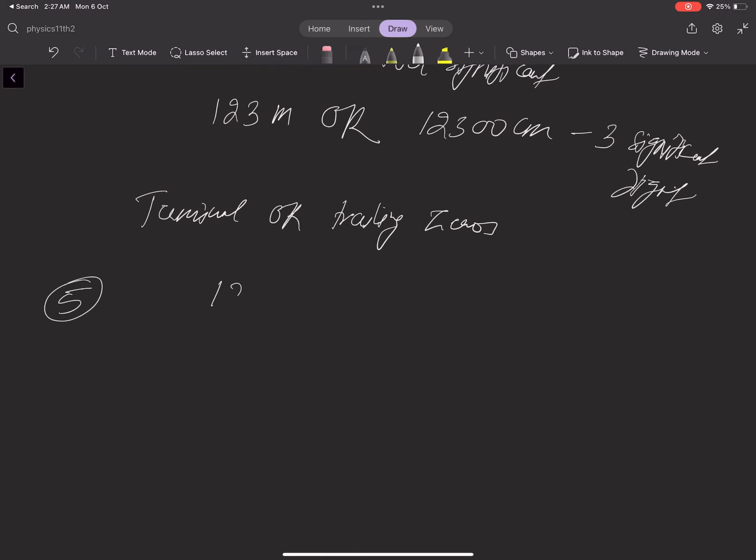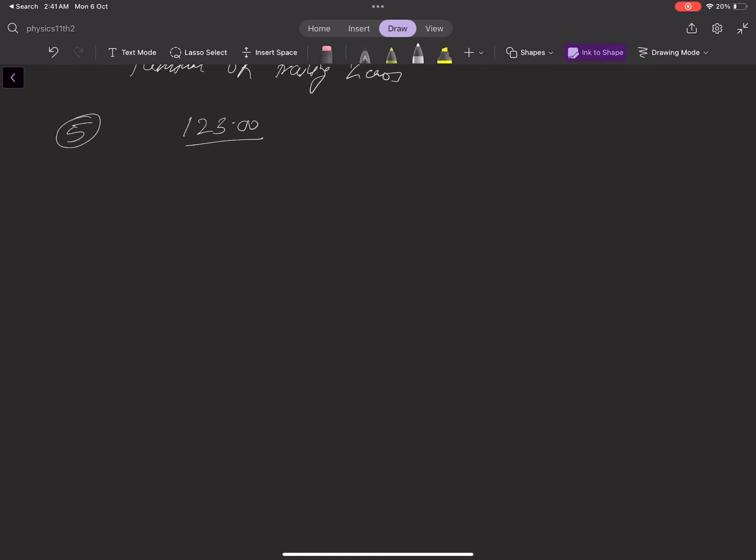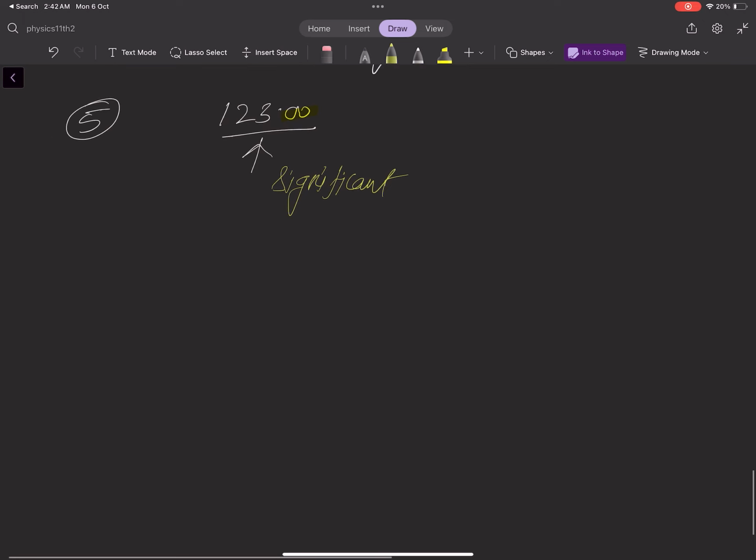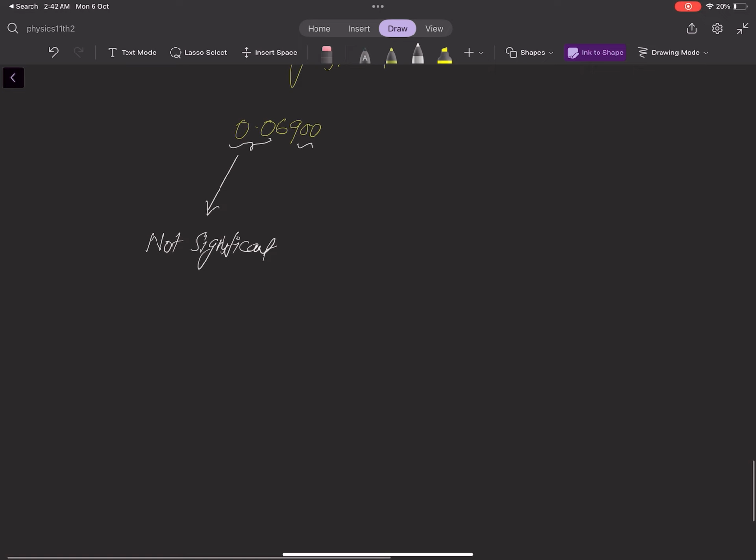What about 123.00? So what about trailing zeros in a number with a decimal point? In this case, these trailing zeros are significant. What about 0.06900? What about this? These are not significant, but these two zeros are significant.